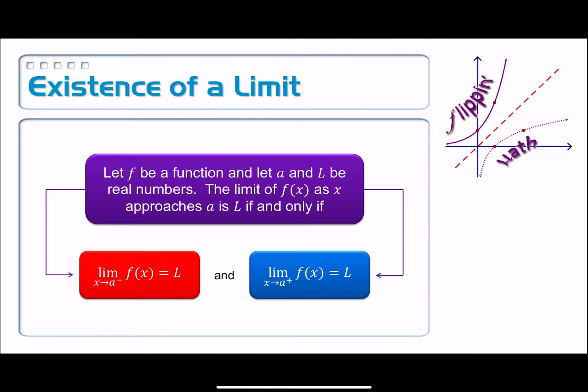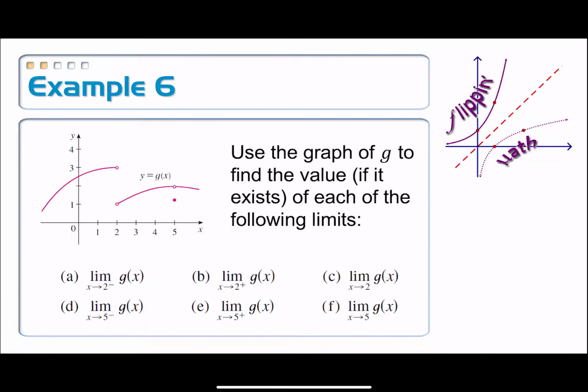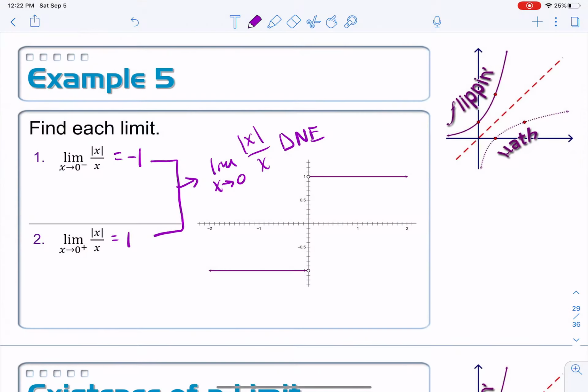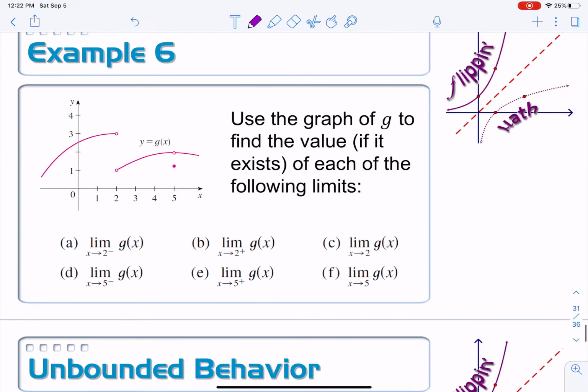Okay, so let's take a look at example 6, in which we have a piecewise function, this graph g of x, and we want to use it to evaluate these various limits here. We'll scroll down. This one's in pink. Okay, so I'll choose the little pink color.